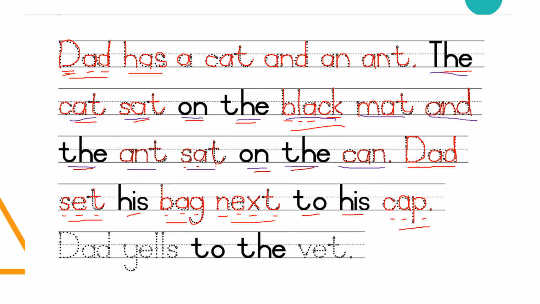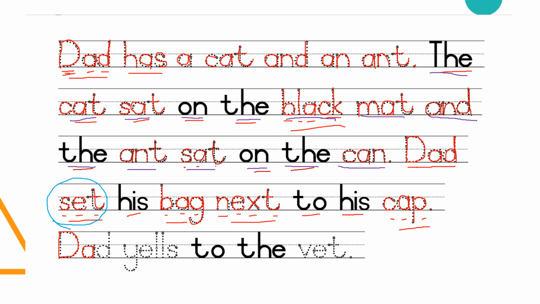Now what does this mean? Because we've learned about the word set. We said it could mean a collection. But when you read this sentence, it doesn't make sense if you use it as a collection. Dad set his bag next to his cap. It means he put his bag, he put it down. Okay? So there are different meanings for the words, and when we read the rest of the sentence, it helps us to understand what the word means.